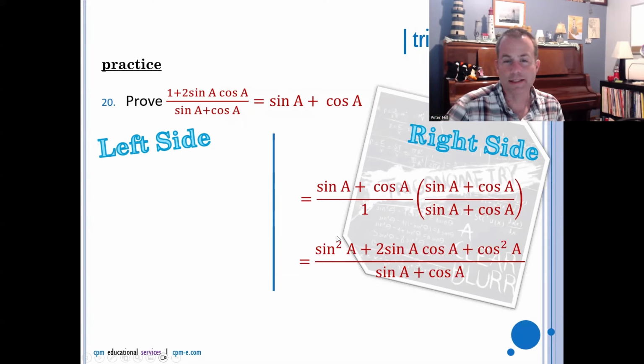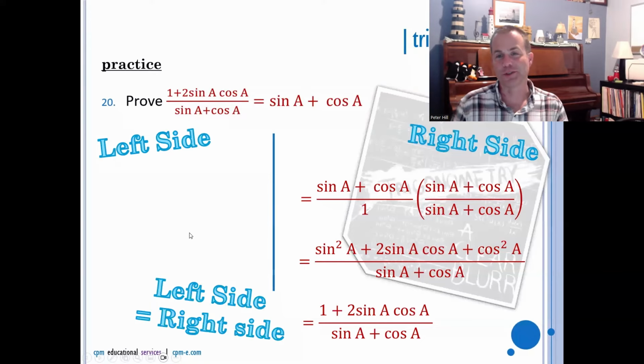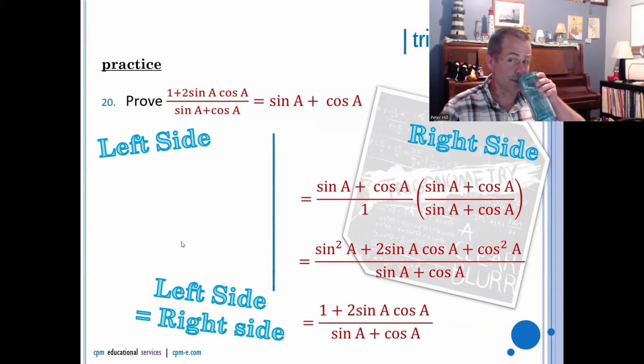Now I can see that sine squared A plus cos squared A gives me 1. And then, hey, look at that. The left side equals the right side, and I am super stoked. Okay, so it actually wasn't as bad as maybe you thought it would be.